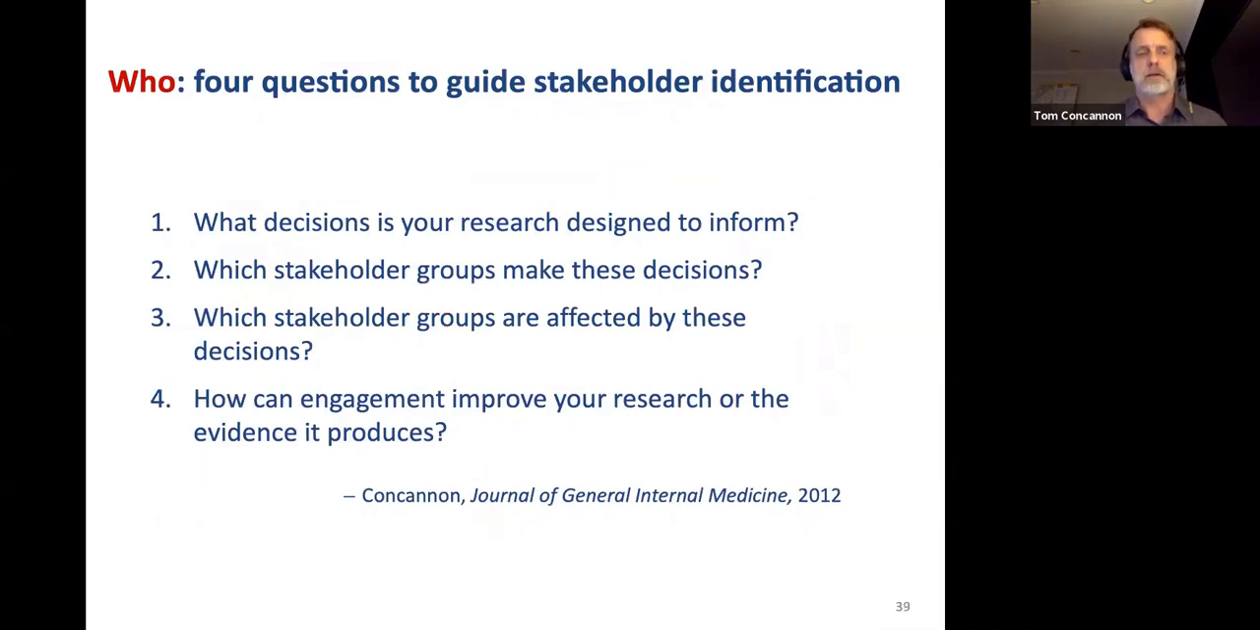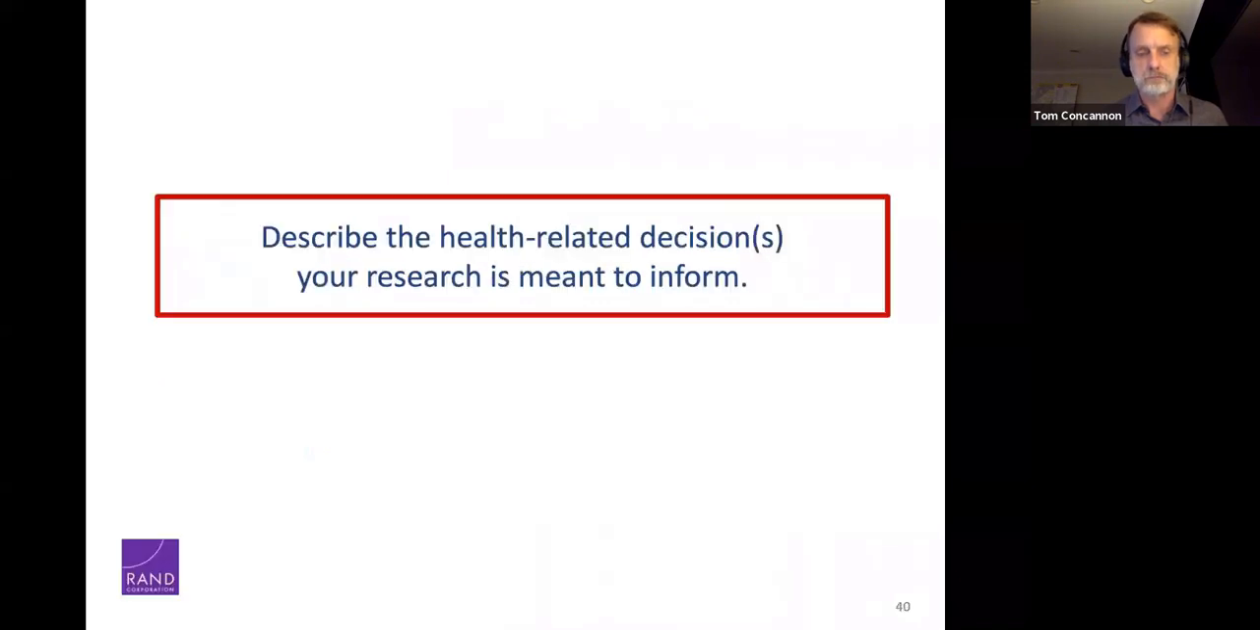The next step in defining who your stakeholder communities are is to ask yourself 4 questions. Question number 1, what decisions are you trying to inform with evidence? Question 2 is which stakeholders make those decisions? 3, which stakeholder groups are affected by those decisions? And we'll go through this in a little bit more detail. And then how can engagement, if you were to engage with any of the communities you've identified, potentially improve your research or the evidence it produces?